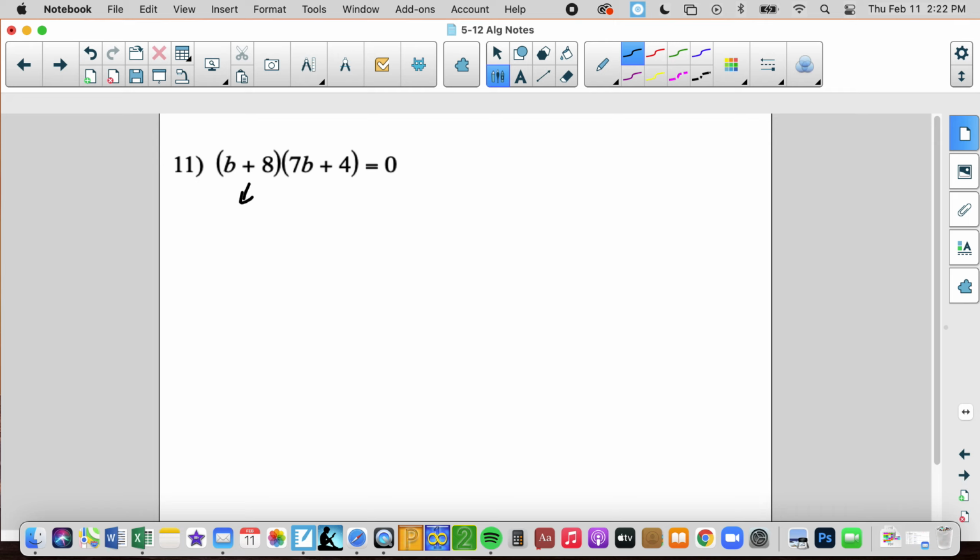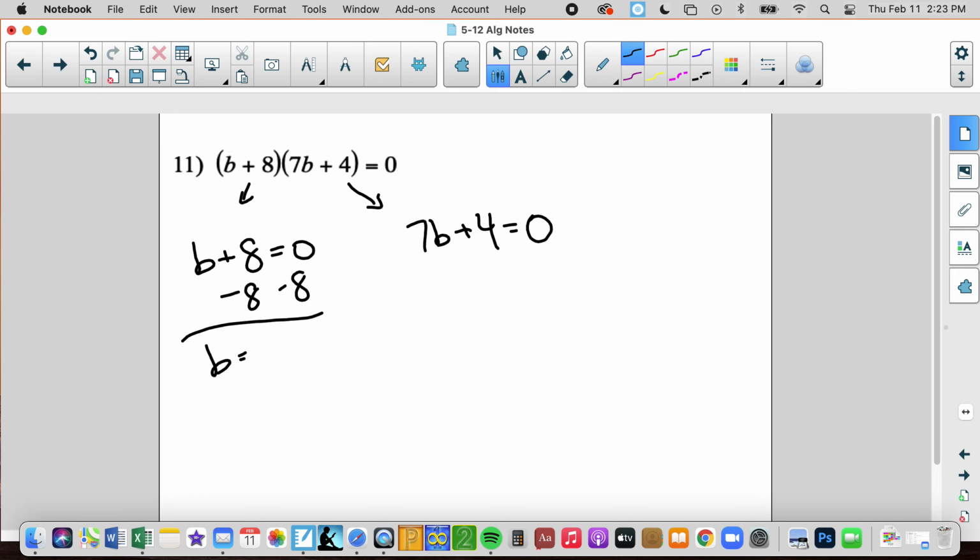So we have our first box or quantity that's going to be equal to 0. Then we have our second box that we have to find out what makes it 0. So we're going to solve. This is a one step. We get b equals negative 8. That's real easy.